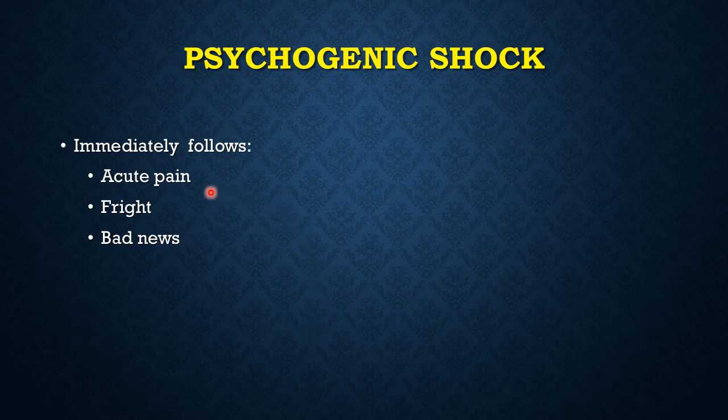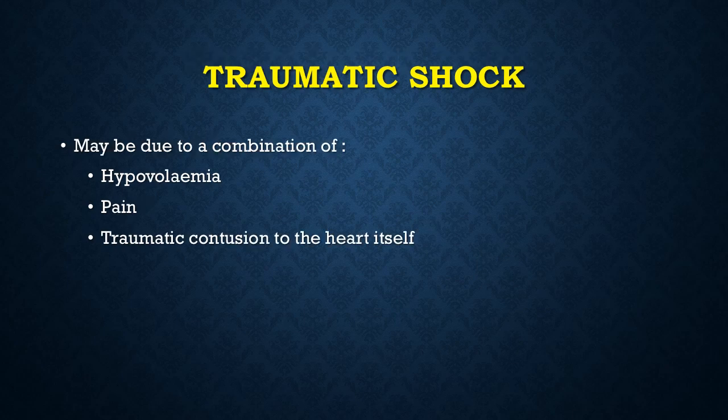Psychogenic shock is due to severe pain, fright or flight, or bad news. Essentially, it is vasovagal in nature. Then traumatic shock is a combination of several different types of shock. There may be hypovolemia, there may be psychogenic or vasovagal shock due to pain, and then there may be direct contusion to the heart itself, adding cardiogenic shock to it.